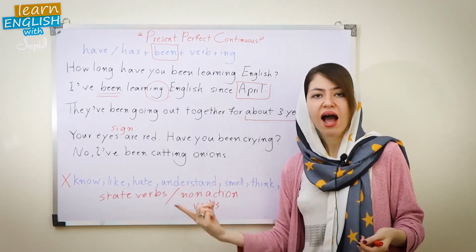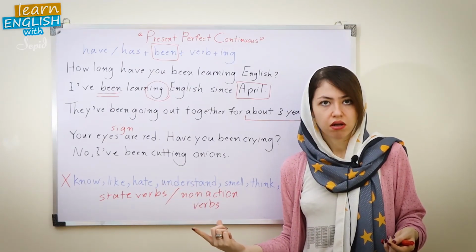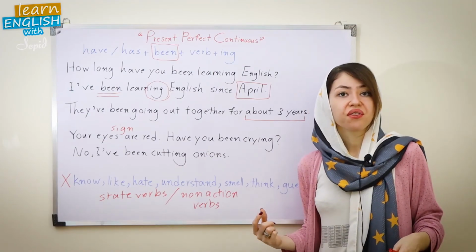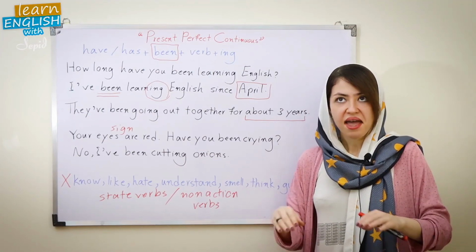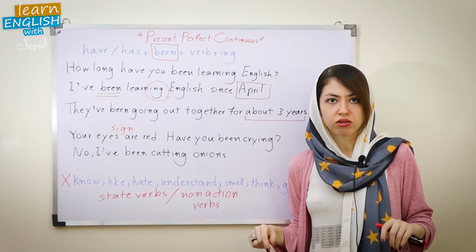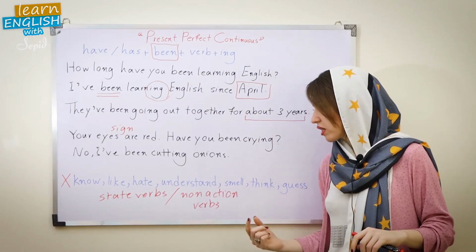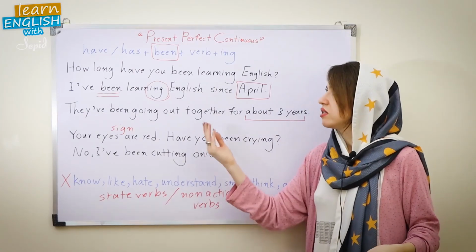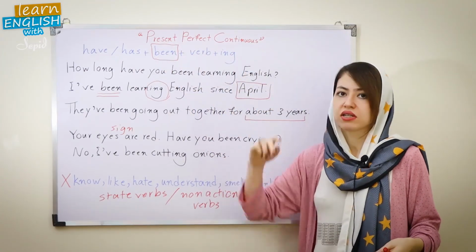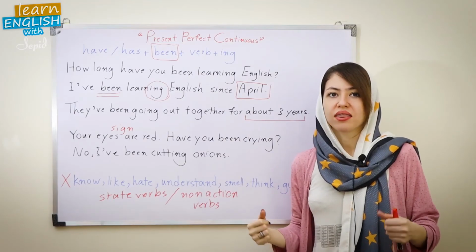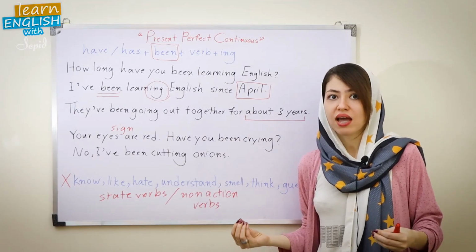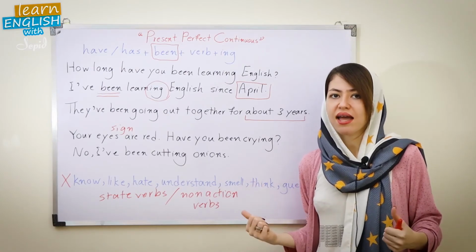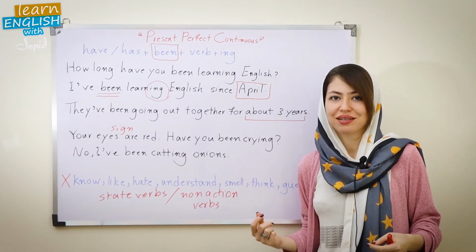But in present perfect tense, you can use them. For instance, I've understood it. It's correct. I've understood it. I've thought about it. Or I haven't thought about it. Again, this is correct. Normally, we don't use them in continuous forms or present perfect continuous form. So that was all about the grammar today. Try to practice it, do the exercises, and use them in your speaking.